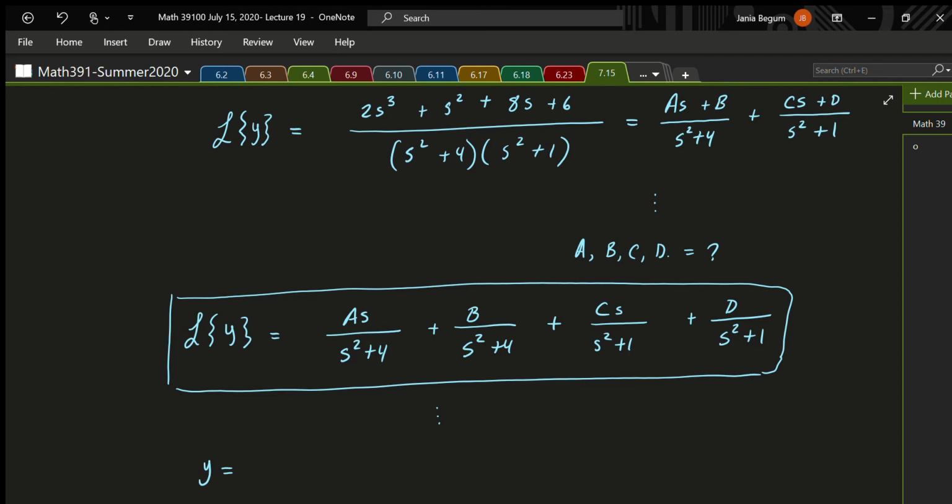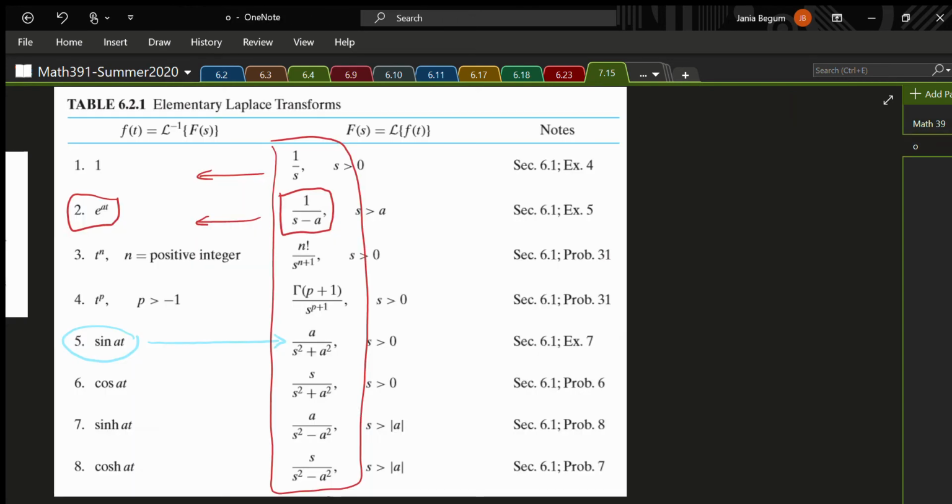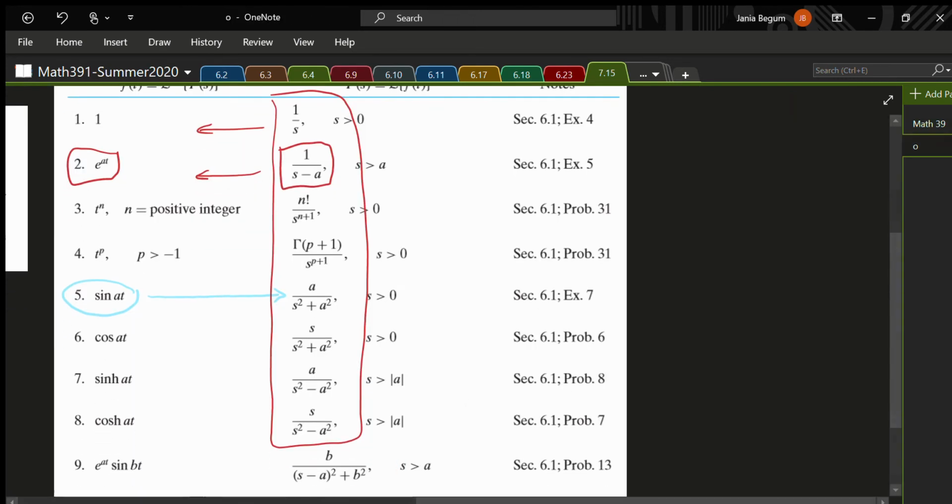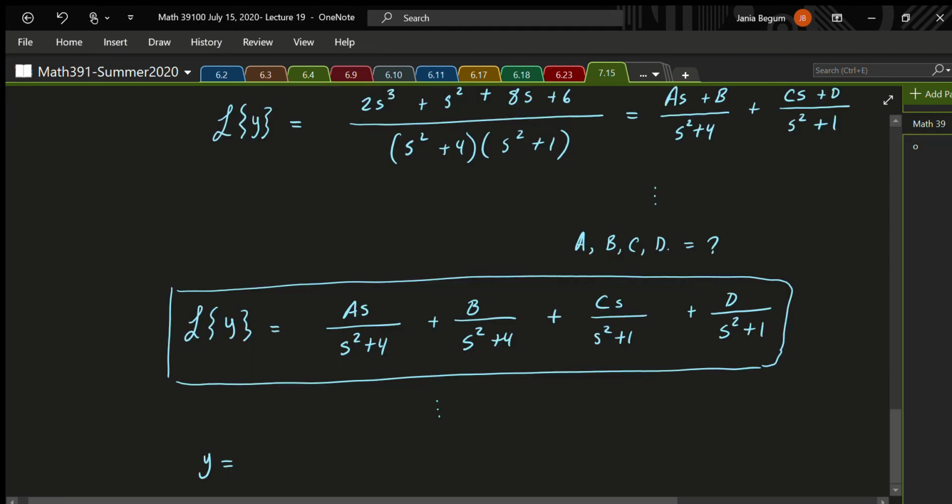So let's match it up. If you look here, for the first one, a is a constant, so you can pull it out. When you do the Laplace inverse, pull out the a. So you have the Laplace inverse of s over s squared plus 4.